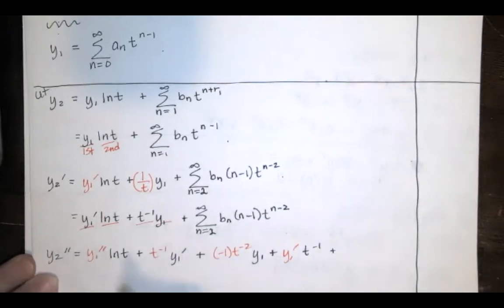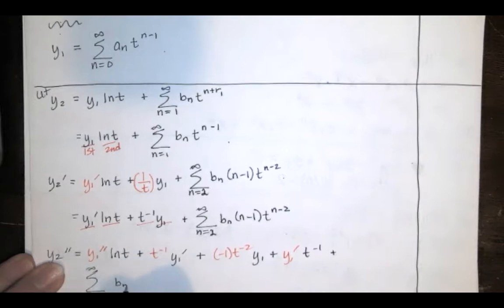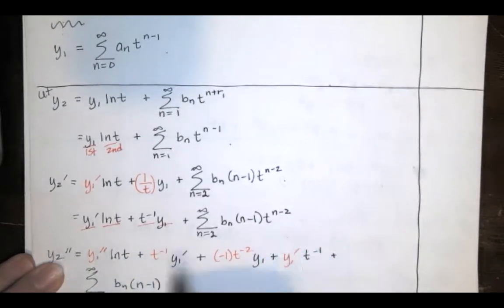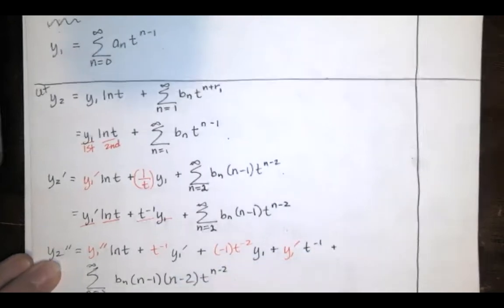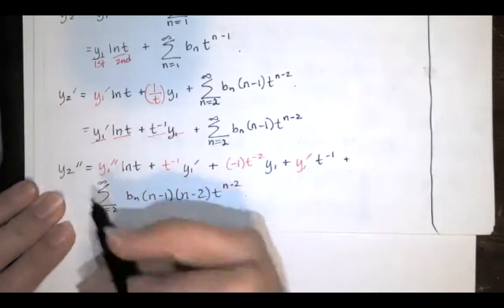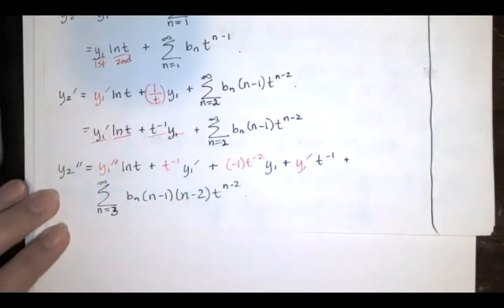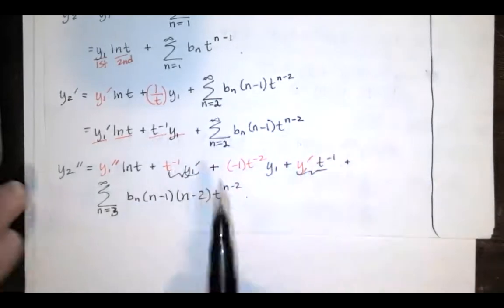And then the series, well, the sum as n goes from 2 to infinity of b sub n times n minus 1. Use the power rule. That's going to be n minus 2 times t to the n minus 2. But when n equals 2, we get a 0. So let's start with n equals 3. And notice that this is a like term with this one, so you'll have 2 of those.